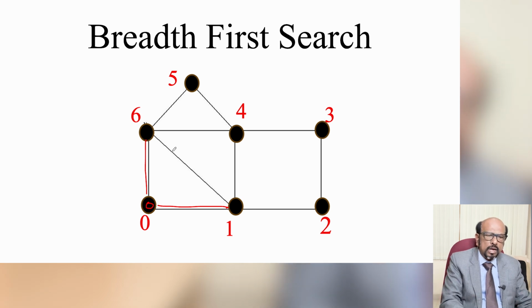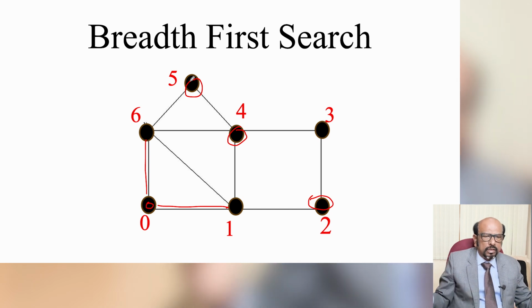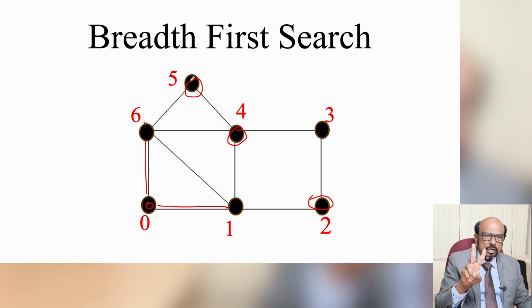If it is not available in any of the ones at distance 1, what shall I do? You look at all the shops which are at distance 2. Node 2 is at a distance 2, node 4 is at a distance 2, and node 5 is at a distance 2. So I will have to find out whether the medicine is available in 2. If not, find out whether it is available in 4, then in 5, because they are the 3 nodes at a distance of 2. 0, 1, 2, distance 2. 0, 1, 4, distance 2. 0, 6, 5, distance 2.